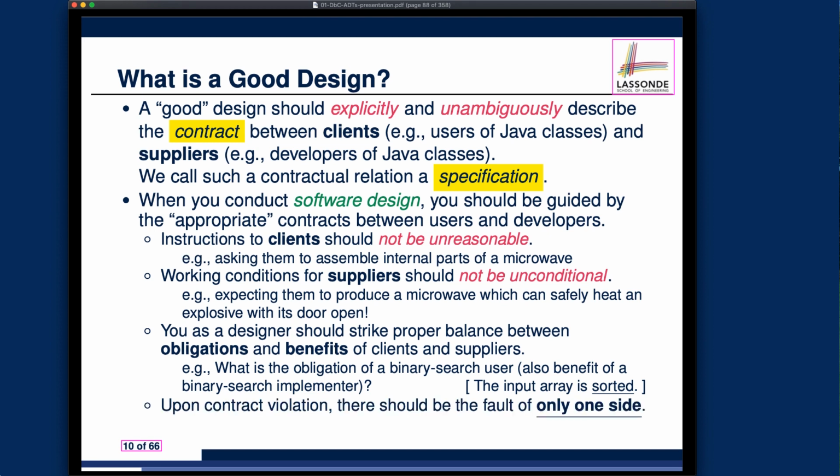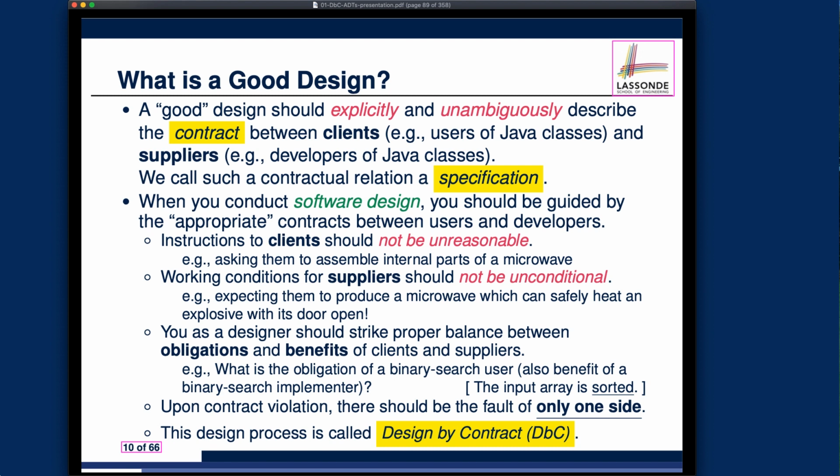So upon contract violation, now we should really be able to judge whether it's a good design or not. Whenever there's any contract violation, it should be exactly one side who breaches the contract, either the clients or the supplier. If something happens at runtime, but somehow both the clients and the supplier are responsible for the error, or they're both not responsible for the error, either extreme case is not good. It should be exactly one side of the party that should be blamed. That's another principle.